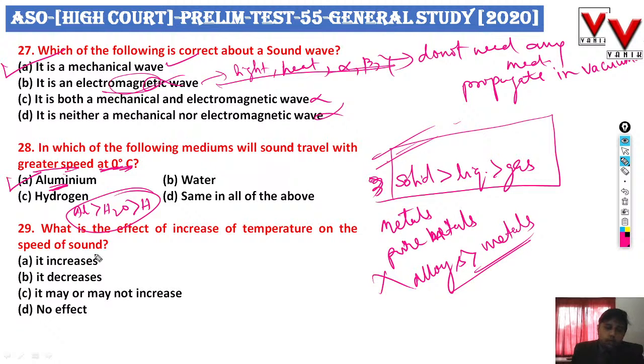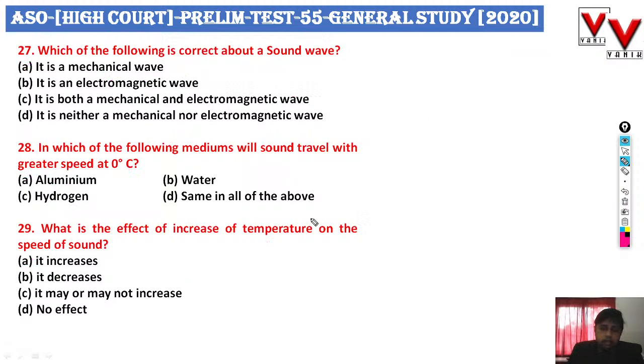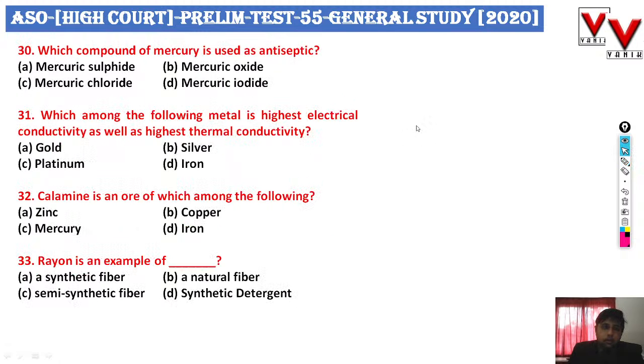Question number 29: what is the effect of increase of temperature on the speed of sound? The effect of temperature on the speed of sound is that it will increase. The speed of sound C can be given as square root of gamma RT, where gamma into R is a constant term. So C is directly proportional to square root of T. This gives a relation that with increase in T, C will also increase. So the answer is option E. Moving to the next question, number 30. Which compound of mercury is used as antiseptic?